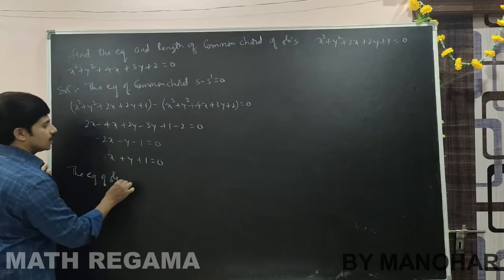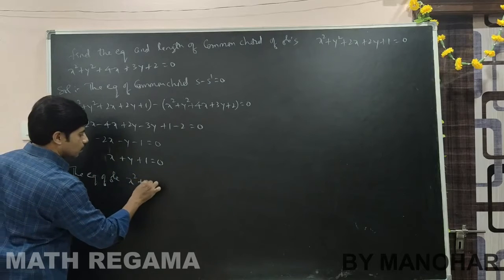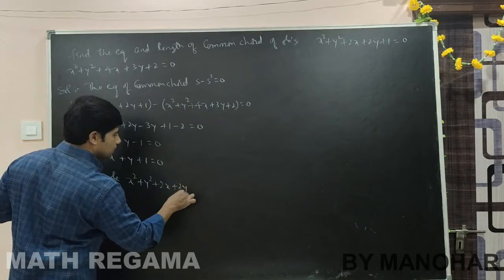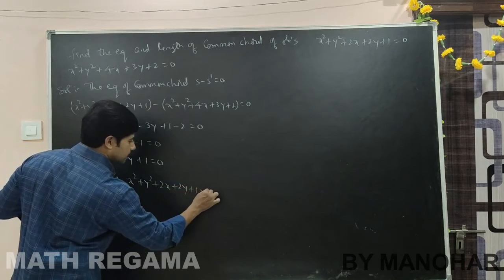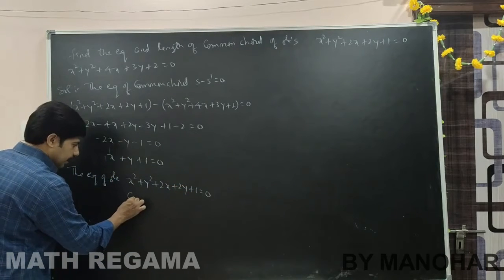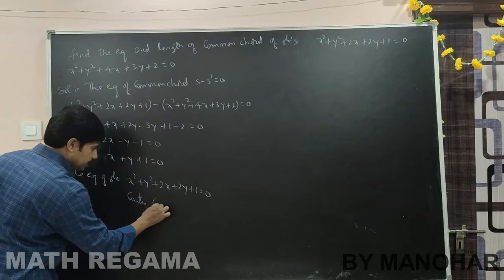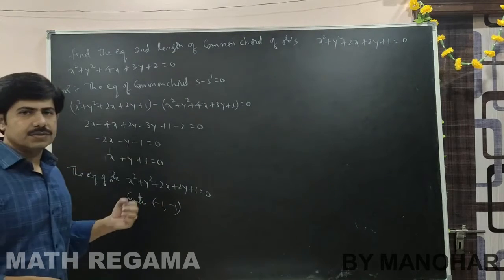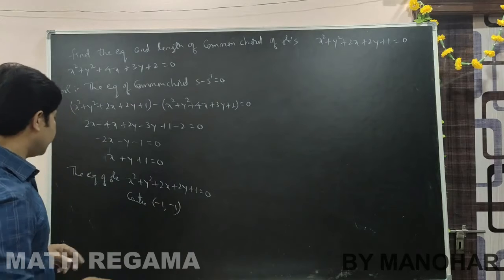The equation of the circle is x square plus y square plus 2x plus 2y plus 1 is equal to 0. Now what is the center? Center is minus 1 comma minus 1. Now I will find out the radius.